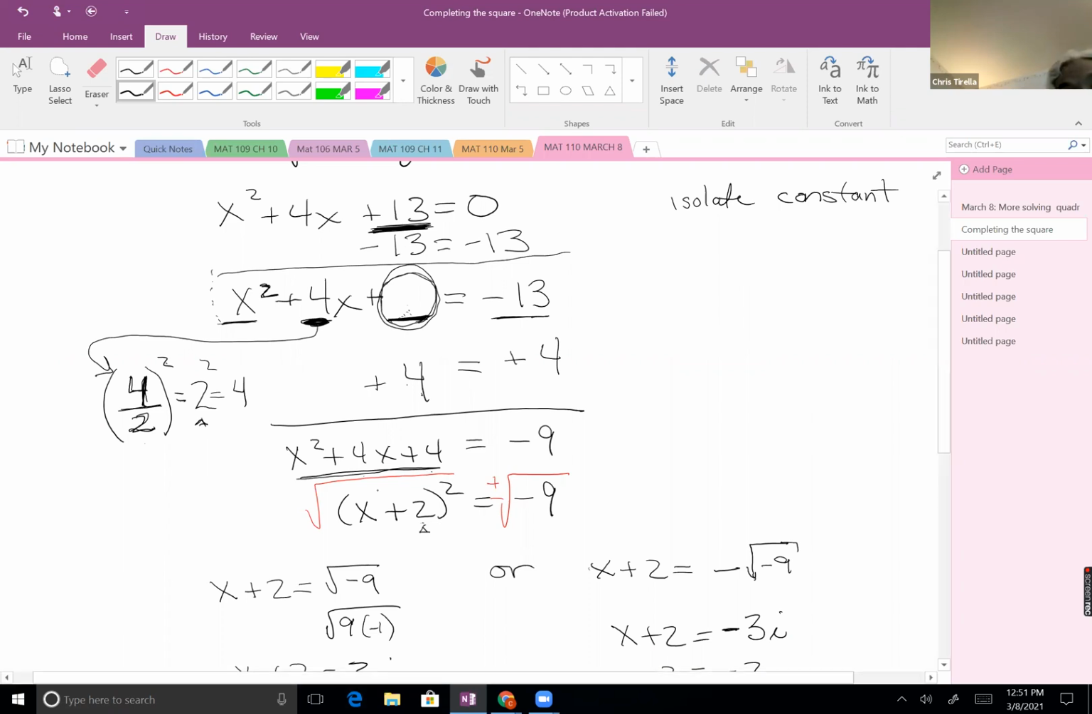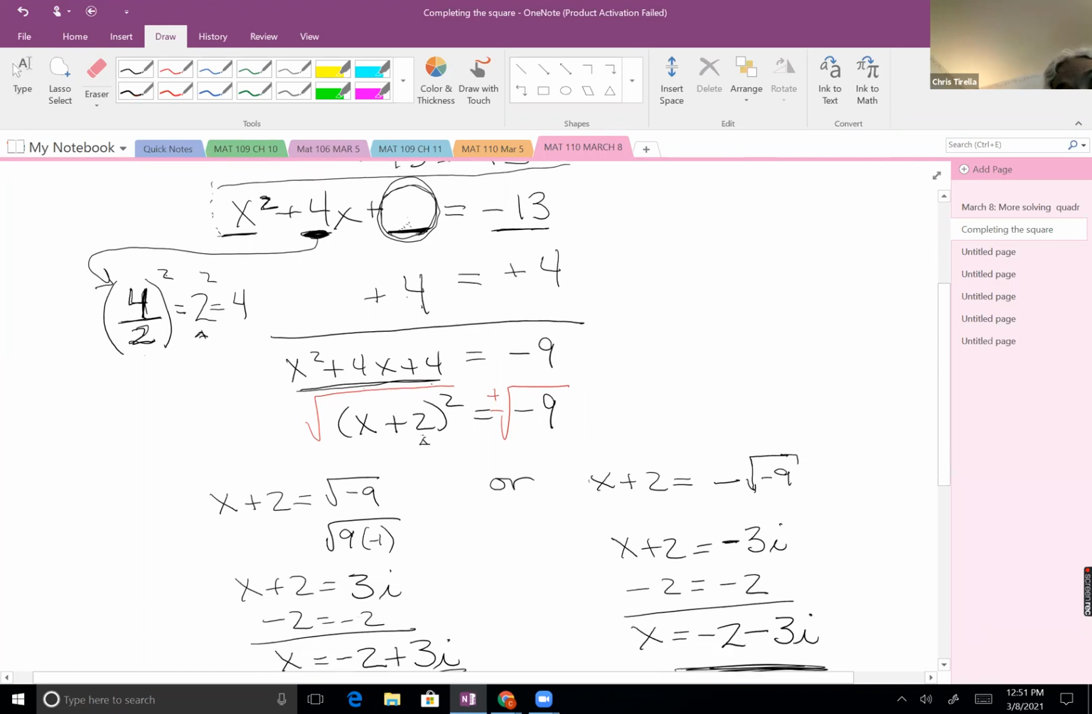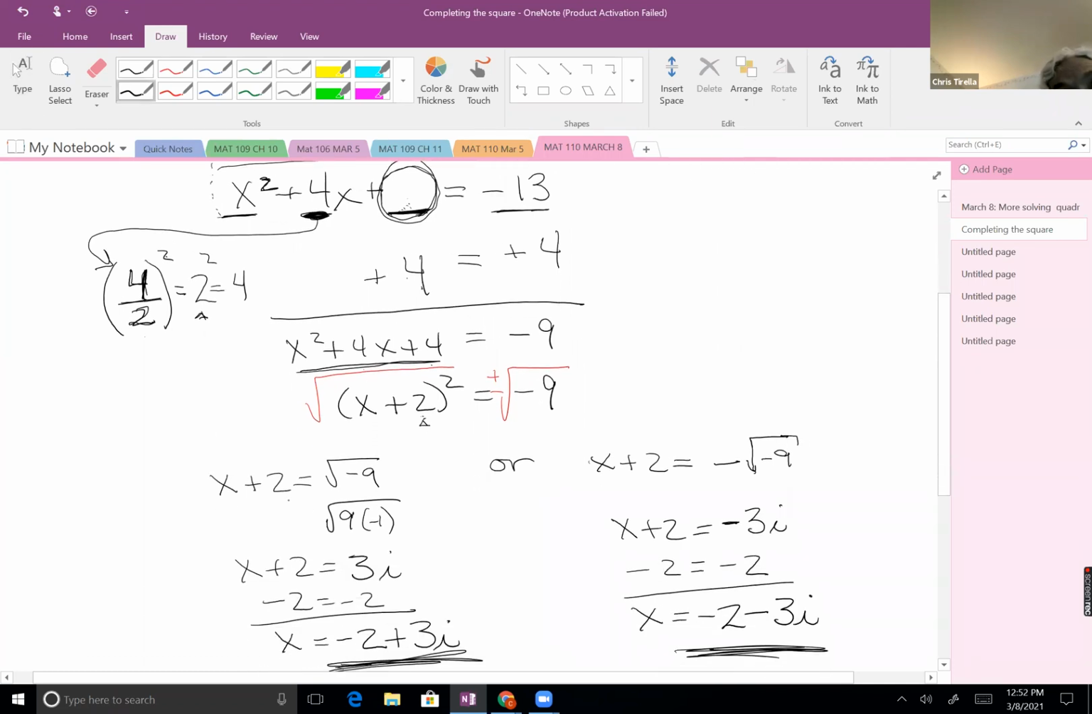Okay. Now we've got something squared equaling a constant, a number. So we take the square root of both sides. The square root of x plus 2 squared is x plus 2. So that can equal the square root of negative 9. Or remember, there's also that negative square root of negative 9. We've got two possibilities, one positive and one negative.